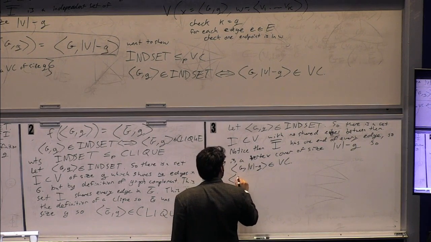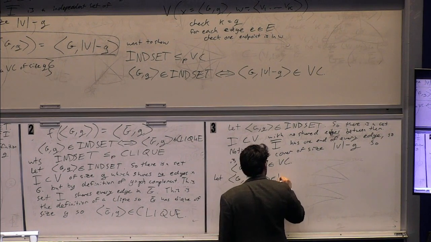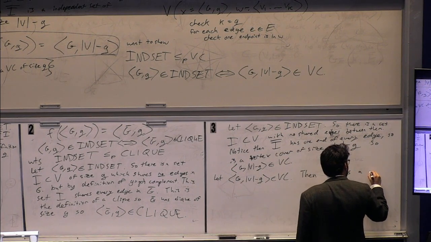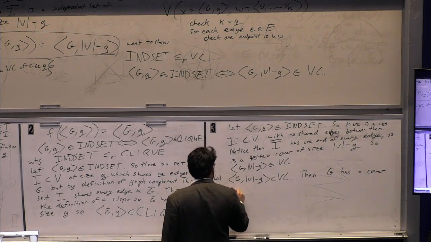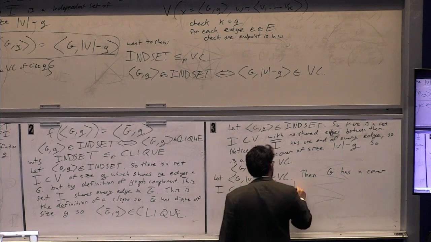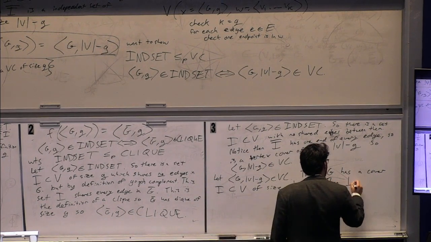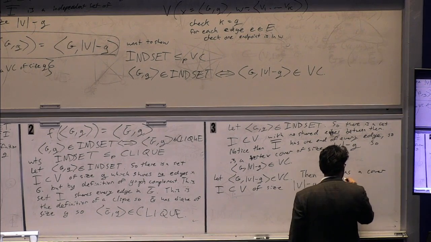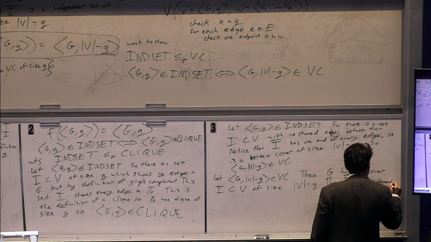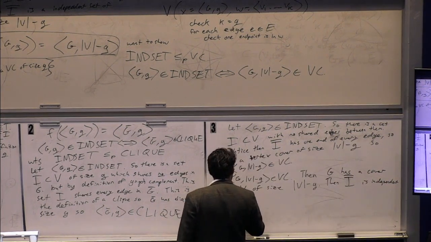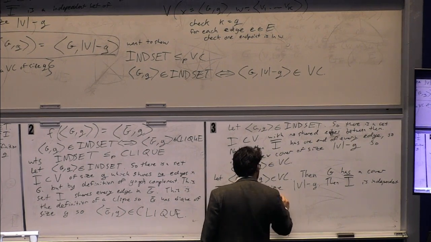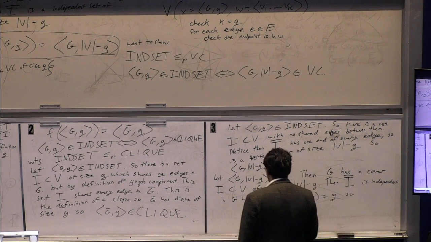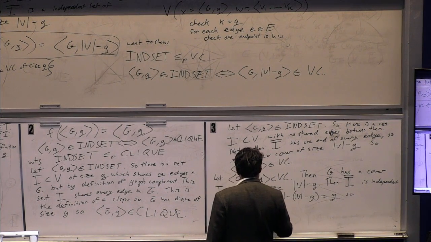Let G comma V minus g be in vertex cover, then G has a vertex cover I subset of V of size V minus g. Then I complement is independent in G and has size V minus (V minus g), which is equal to g. So G comma g was in independent set.